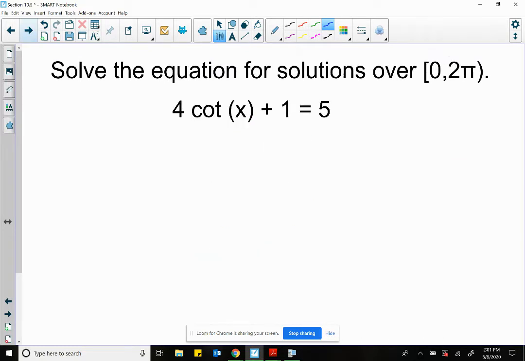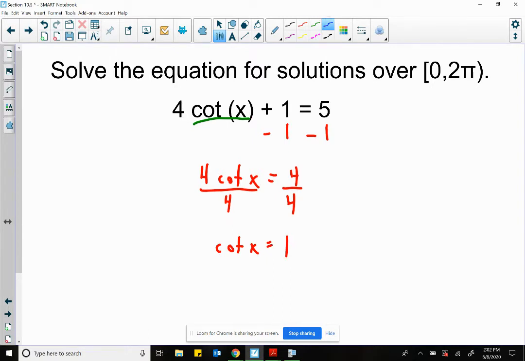So go ahead and try this one. Again, your solutions should be in radians. Pause the video and go. All right. So we want cotangent x by itself. So how do I get rid of plus 1? Subtract 1. So that gives us 4 cotangent x equal to 4. Then how do I get rid of multiplication? Divide by 4. So cotangent x is equal to 1.